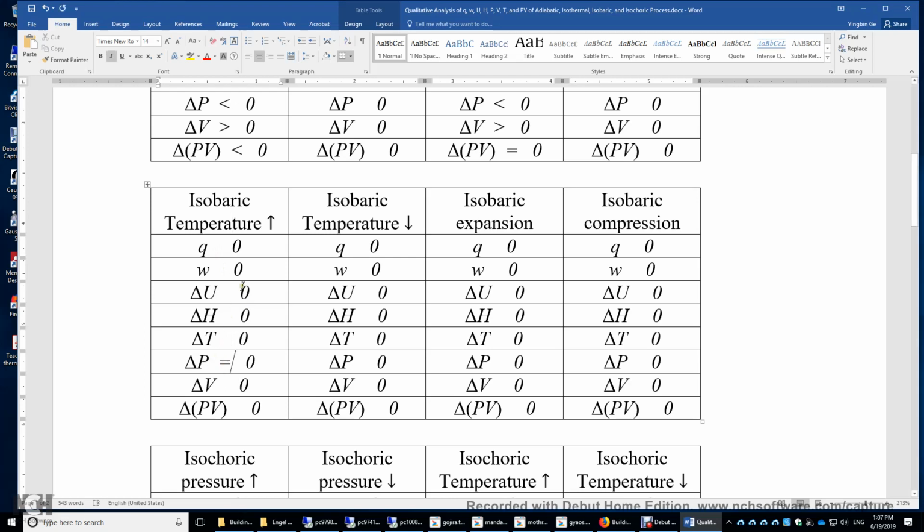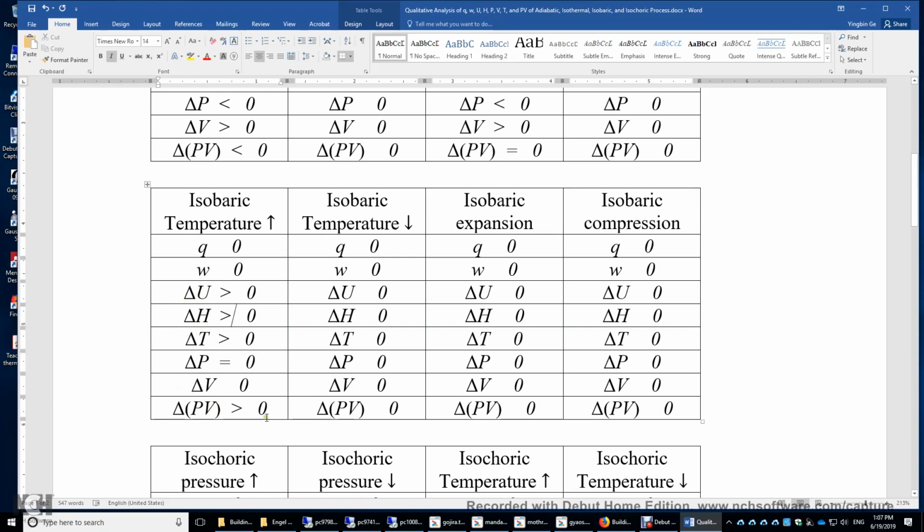No pressure change. And if temperature goes up, delta T is greater than 0. And when delta T is greater than 0, delta PV must be greater than 0. And delta U must be greater than 0, and delta H must be greater than 0. So you probably have seen the trend. Delta U, delta H, delta T, and delta PV, these 4 items must have the same sign.